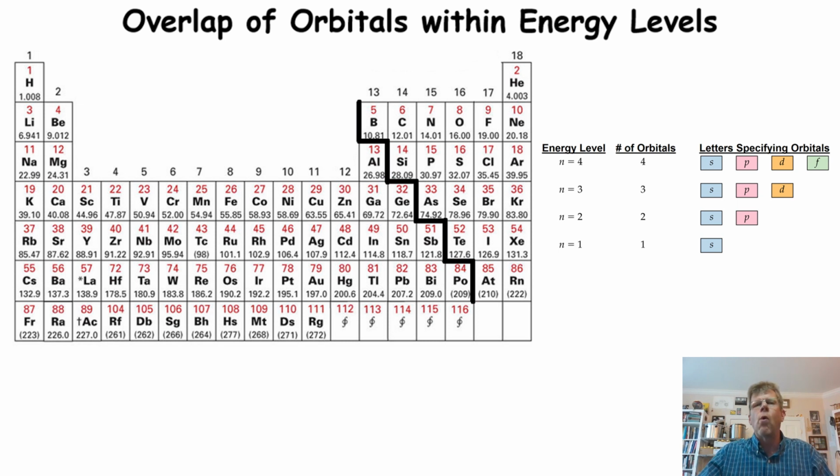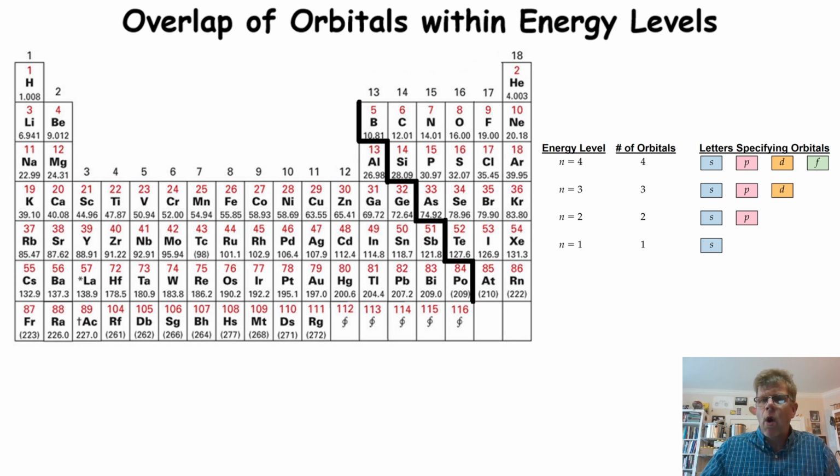Eventually we get an overlap in these energy levels. They overlap with one another, which makes things less predictable and more complex. We don't like complex, we like predictable. But we're going to see how the shape of the periodic table shows this overlap. And this first slide is going to lay things out for us.